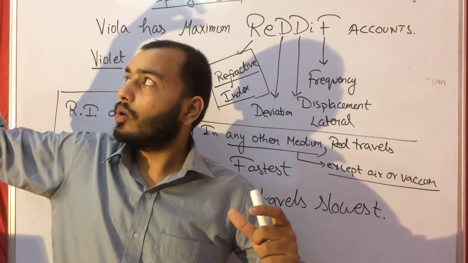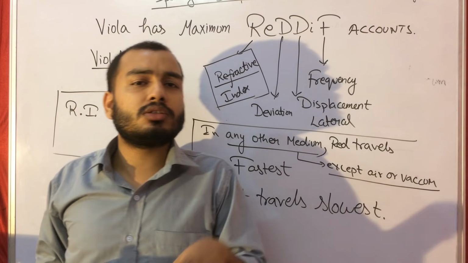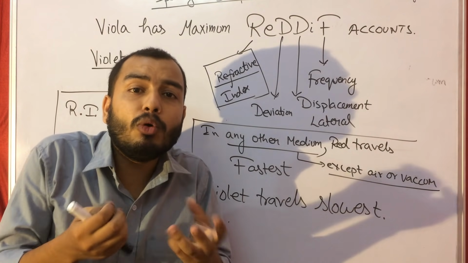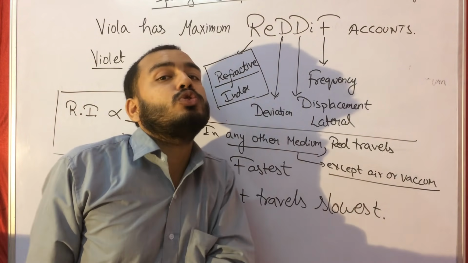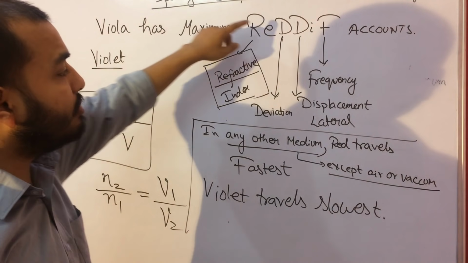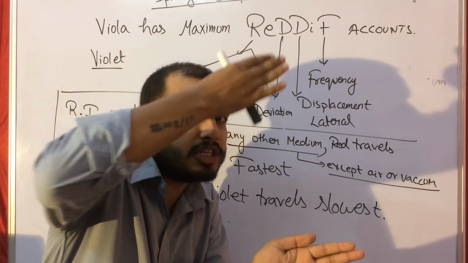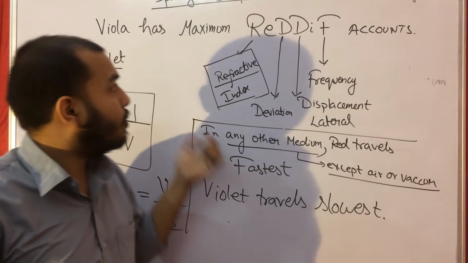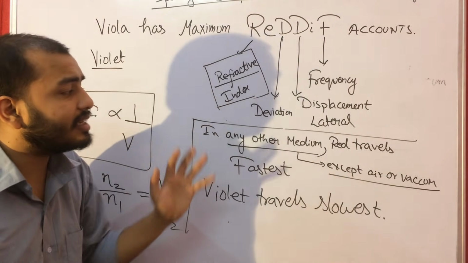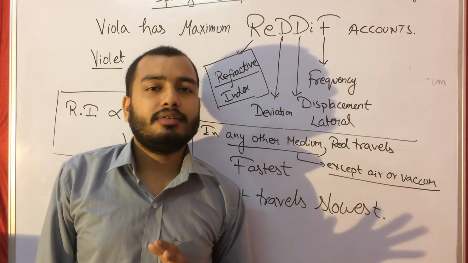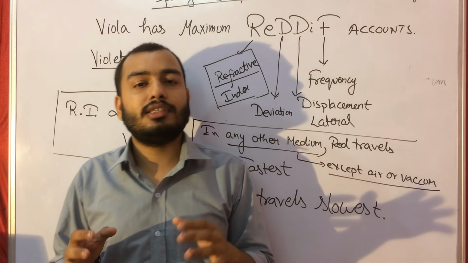Suppose white light is coming and violet splits up. Violet splits up most because violet is bended most. Violet is deviated from its original path most. So violet has maximum deviation. Violet has displaced from its original path most. Violet has maximum displacement. So this you need to understand in a very simple manner. Don't rush on this topic. You got to have the real concept.